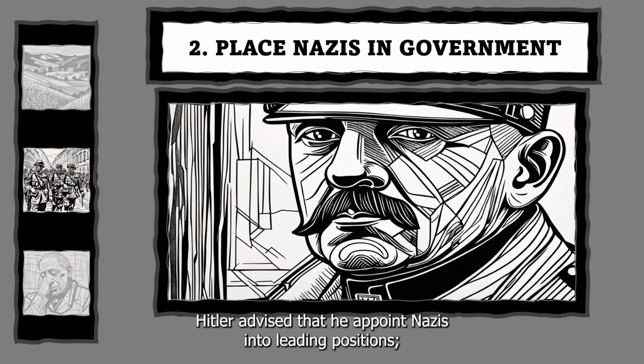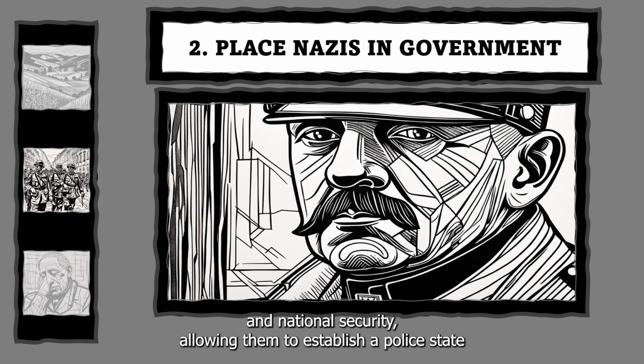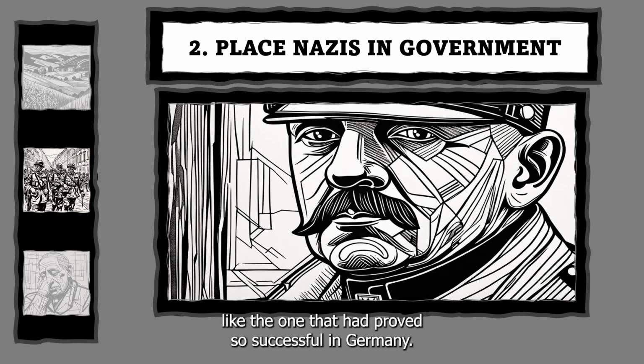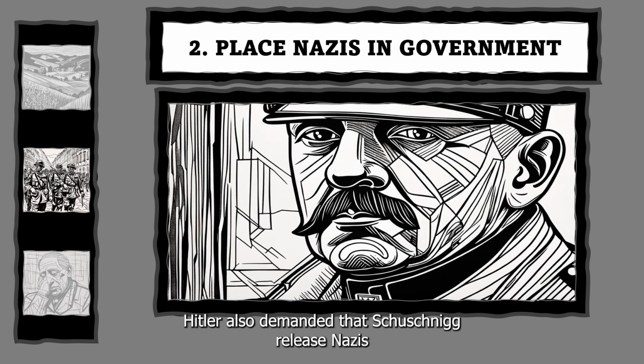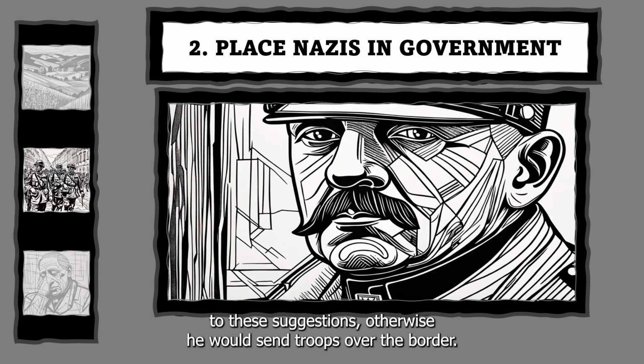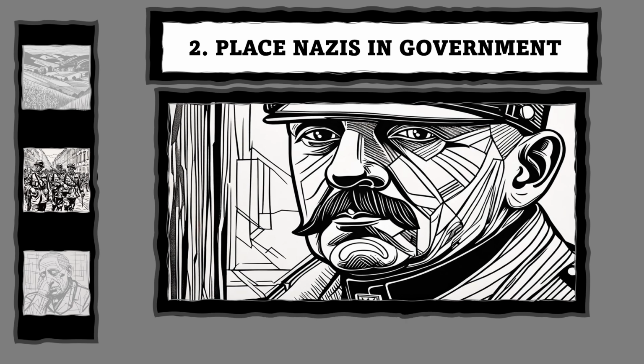Hitler advised that he appoint Nazis into leading positions, for example, into the position of Minister for the Interior. This would essentially make a Nazi in charge of the police and national security, allowing them to establish a police state like the one that had proved so successful in Germany. Hitler also demanded that Schuschnigg release Nazis who were imprisoned as political prisoners. To top it off, Hitler gave Schuschnigg a deadline to agree to these suggestions, otherwise he would send troops over the border.